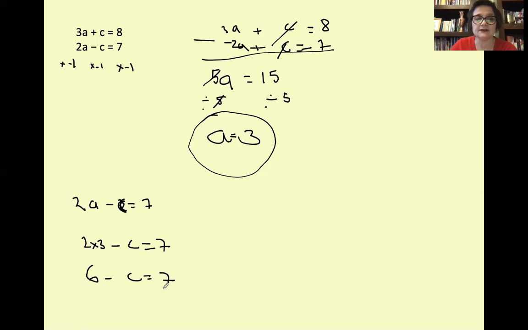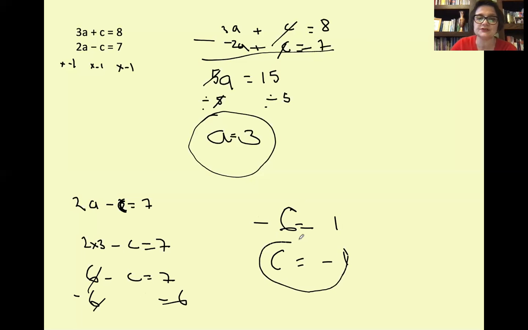And if I get rid of the 6, minus 6 on both sides, I'm going to have minus c equals 1. Divide by minus 1 both sides, then c is going to be minus 1. So these are the solutions of this simultaneous equation: a equals 3, c equals minus 1.